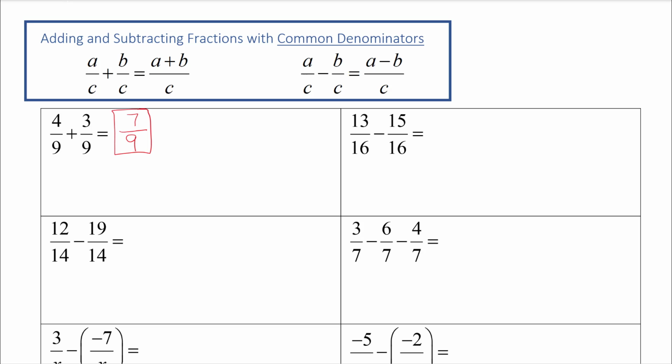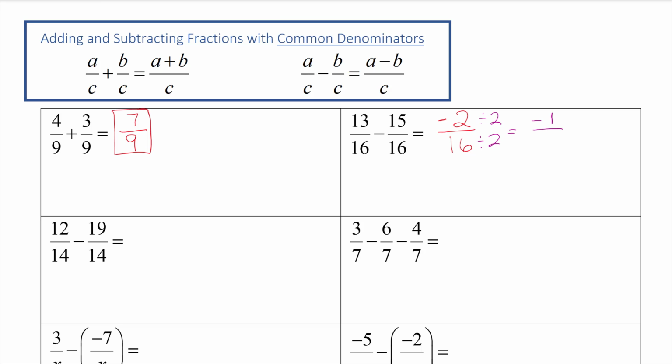13/16 minus 15/16. The 16s are the same. Hooray! So the 16 stays the same. And then I'm going to add or subtract the top. In this case, subtract. 13 minus 15. Notice they're opposite signs, so I'm going to subtract and get 2. And because the 15 is bigger, I'm going to take its sign, which happens to be negative. Now this can reduce, so I'm going to divide the top and the bottom by 2.